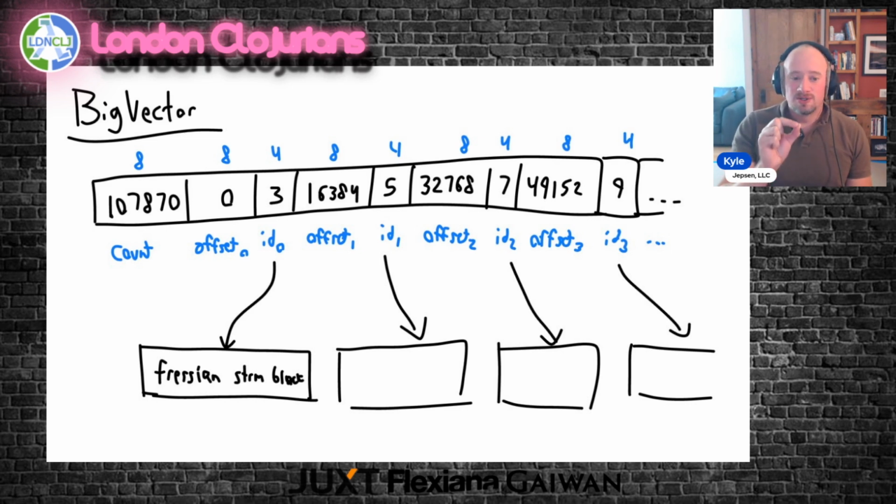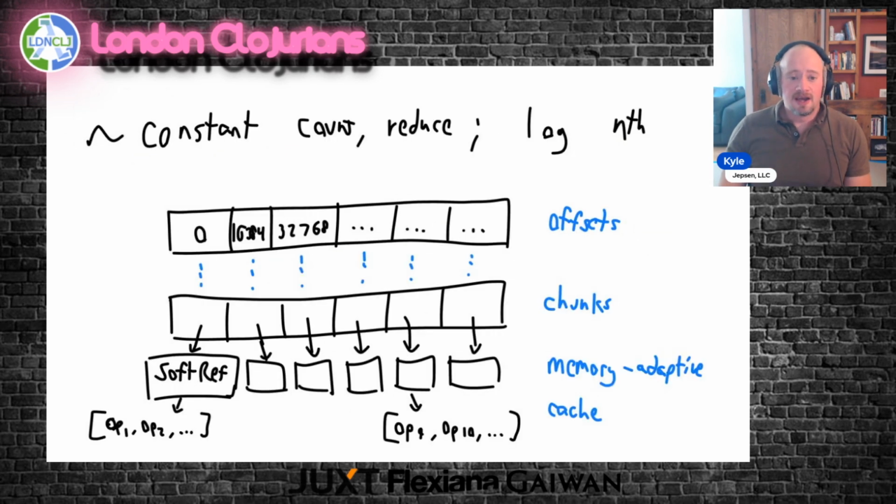I need to go to offset 0's corresponding ID, which is 3. That is the fresh stream block that contains my entry. So I do a little bit of logarithmic scanning just to binary search my way through the right offset. And I jump to that part of the file, decode it, and read it. I get constant time reduce, constant overhead on count, and logarithmic time nth. And all this can be represented just as arrays in memory.